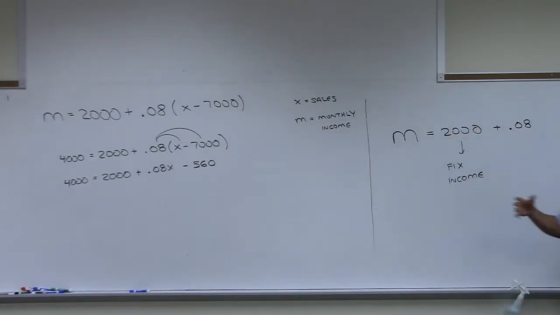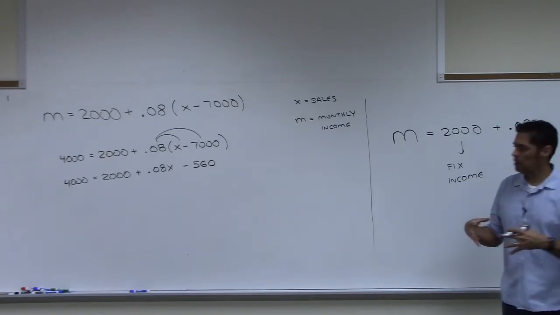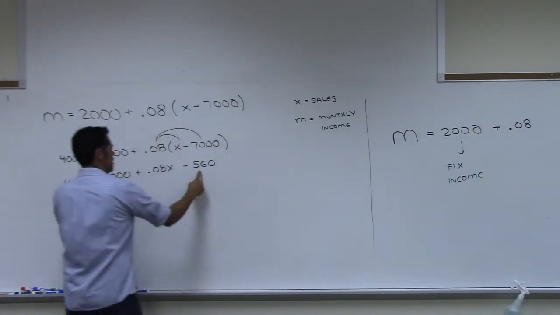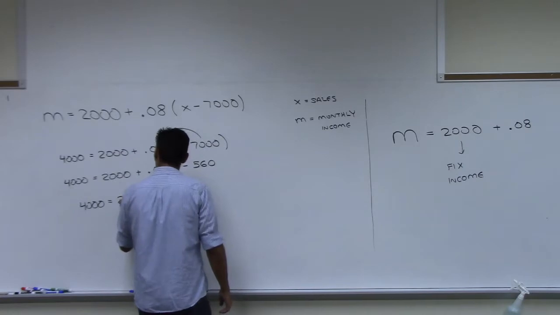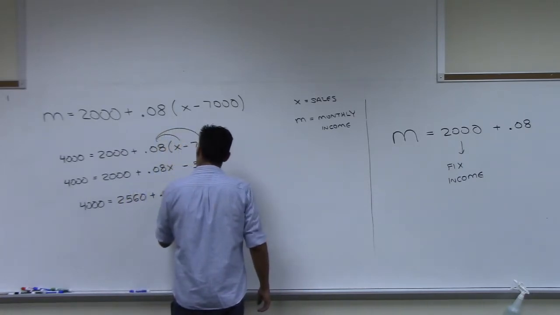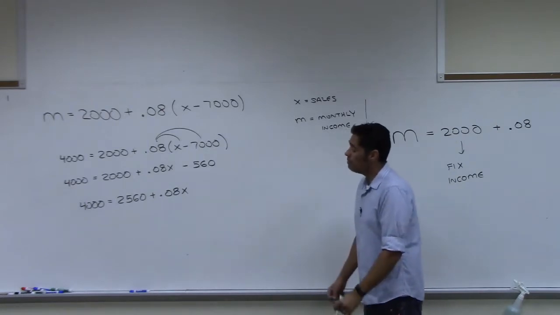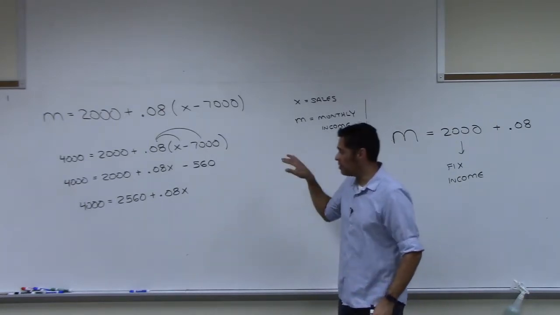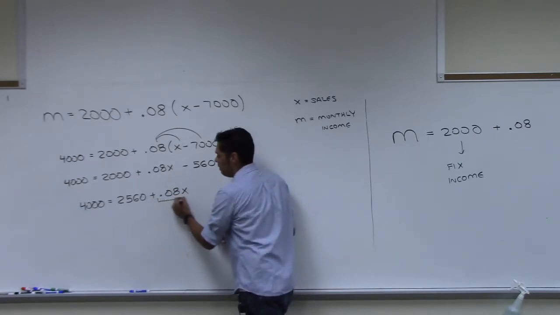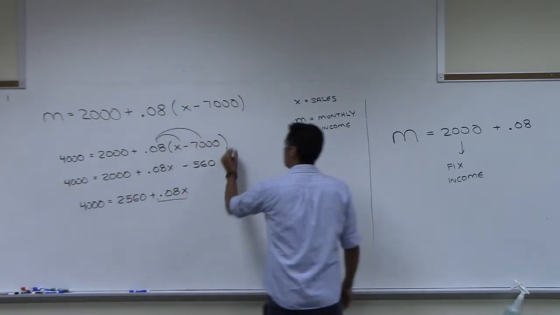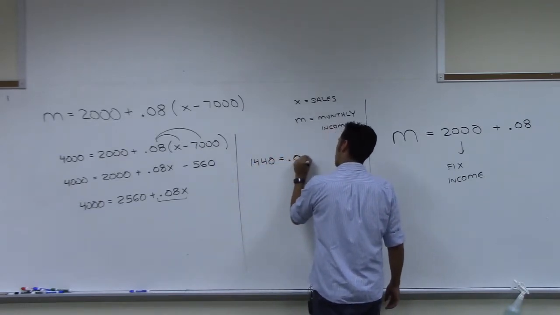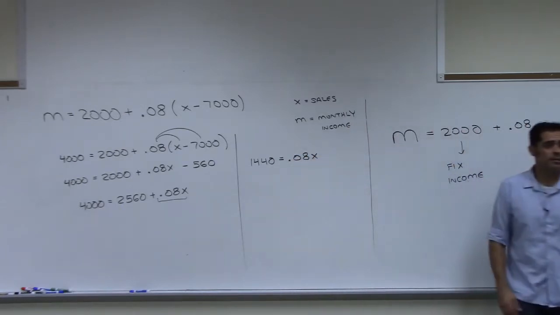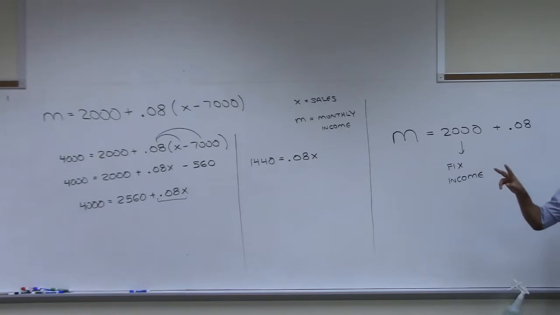Now, on the right side of the equation, you combine like terms. Are y'all okay with this? Combine like terms, so you can combine these two numbers together. So you get 4,000 equals 2,560 plus 0.08x. 1440? Pardon? Oh, when you subtract. Okay, so now we were trying to isolate this by itself. So let's get this out of here. We subtract, you get 1440 equals 0.08x. And then finally, divide both sides by 0.08, right? And what happens when we take 1440 and divide by 0.08?